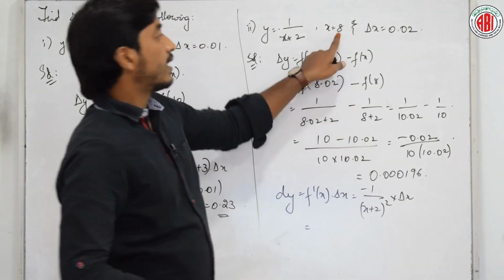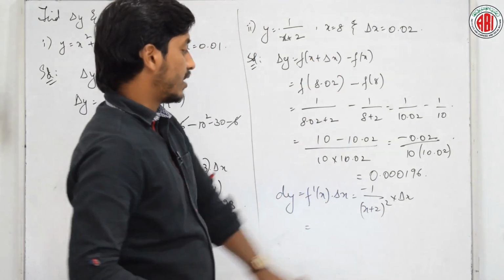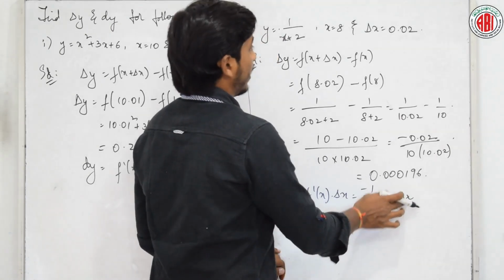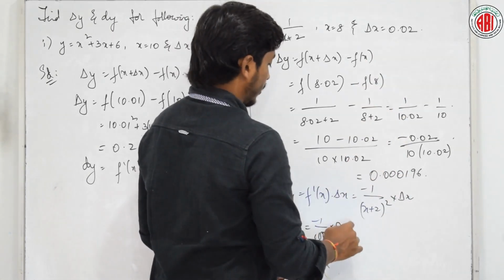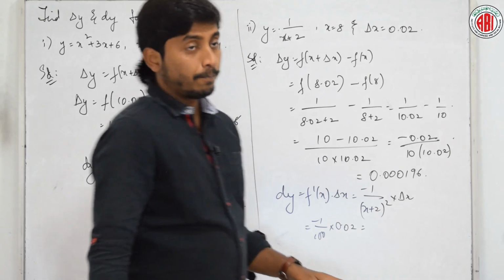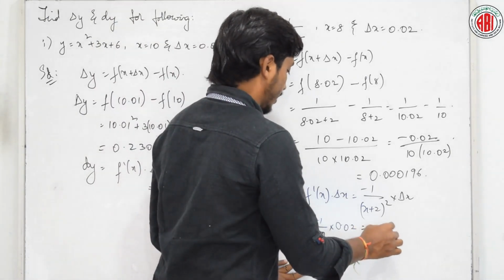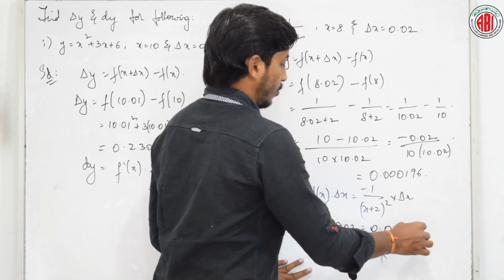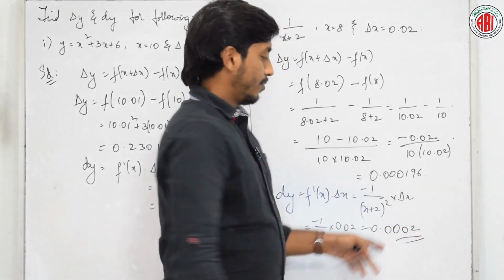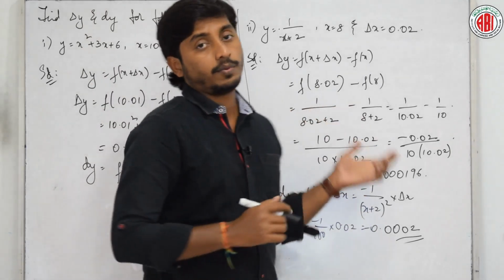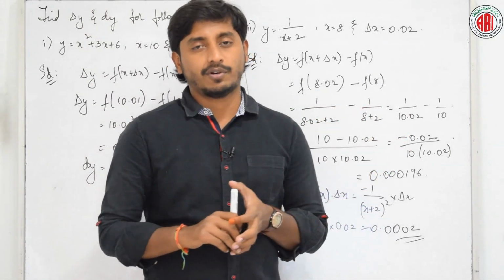What is x? 8. 8 plus 2, that is 10 square, that is minus 1 by 100 into, what is x? 0.02. Okay. If I divide by this one, you will get it as 0.0002. Almost similar value. Okay. These are the basic problems of errors. Shall we move on to the next problem?